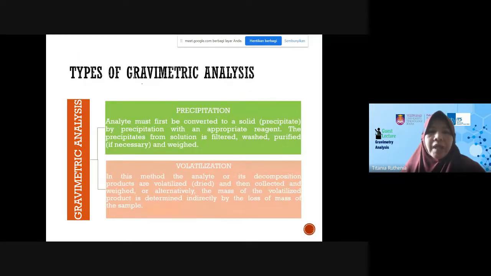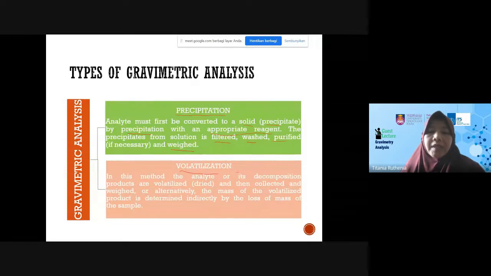And there are at least two types of gravimetric analysis. The first one is precipitation, and the second one is volatilization. In the precipitation type, the analyte must first be converted to a solid or precipitate by precipitation with an appropriate reagent. Then the precipitate that forms will be filtered, washed, and purified if necessary, and weighed, so that we can have the quantity of the precipitate, and then we can convert it to get the quantity of the analyte.